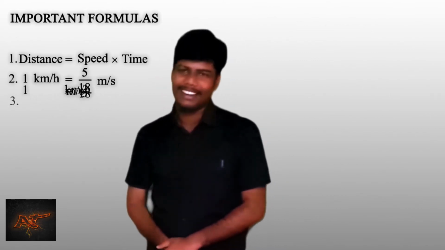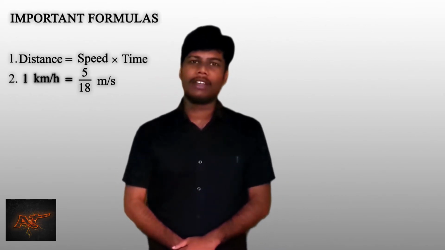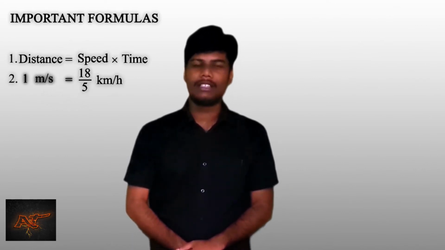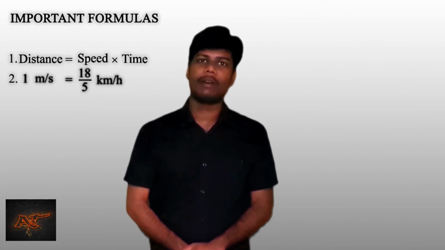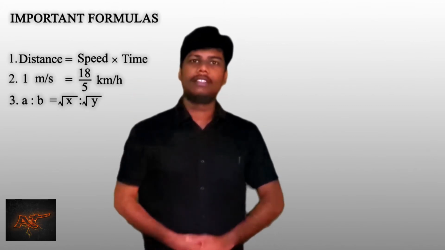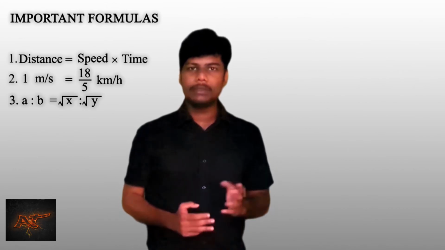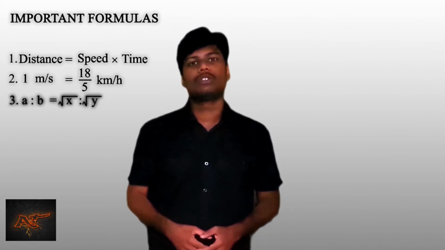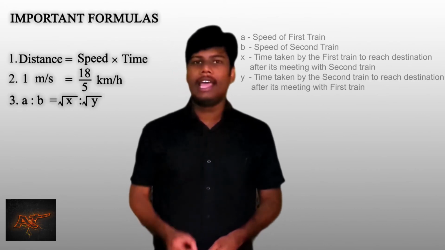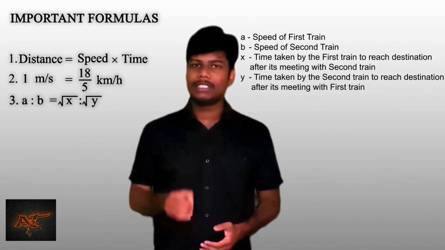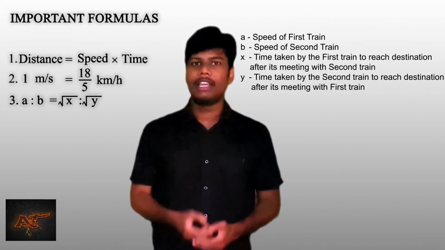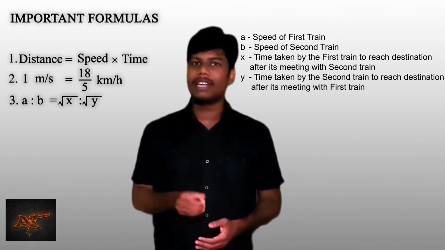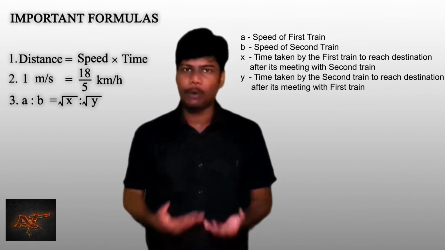Again, 1 kilometer per hour is equal to 5 by 18 meter per second, or 1 meter per second is equal to 18 by 5 kilometer per hour. Third equation: use this only for type 7 problems. A is to B is equal to square root of y is to square root of x, where A and B are the speeds of the first and second train respectively, and x and y are the times taken by the first and second train respectively after their meeting point.